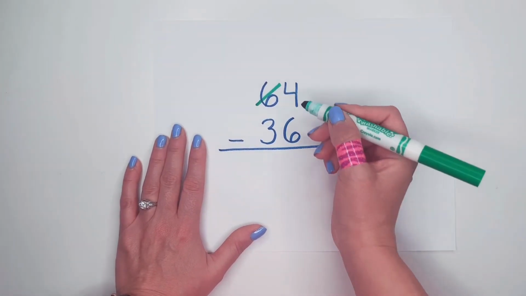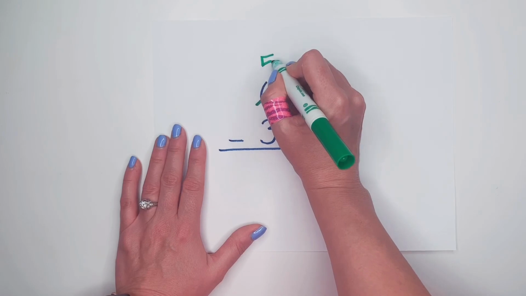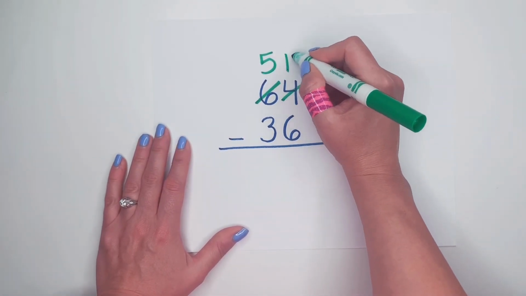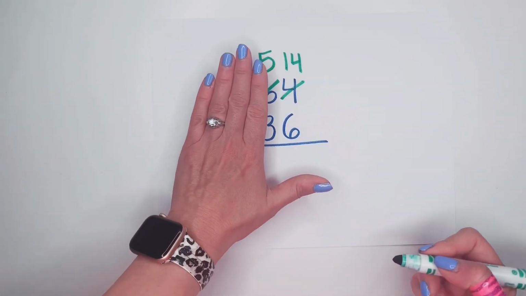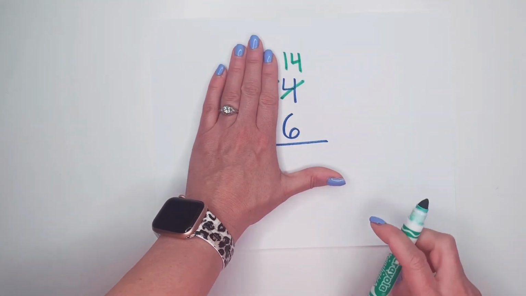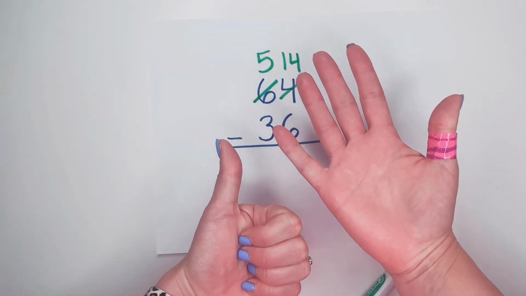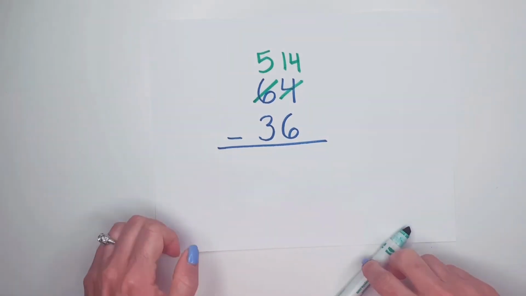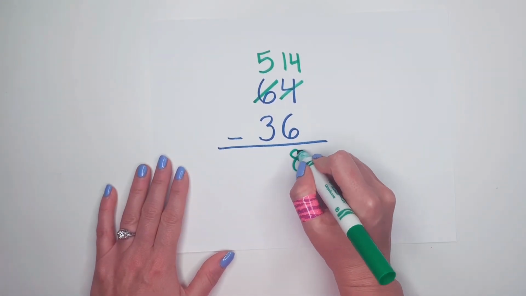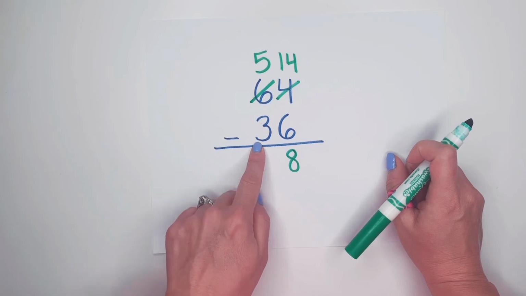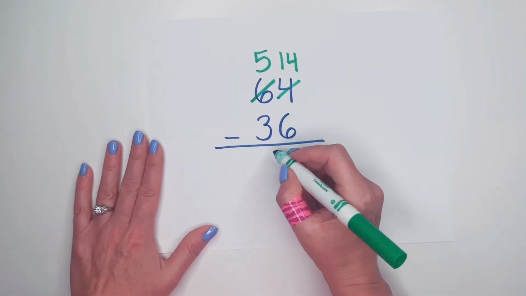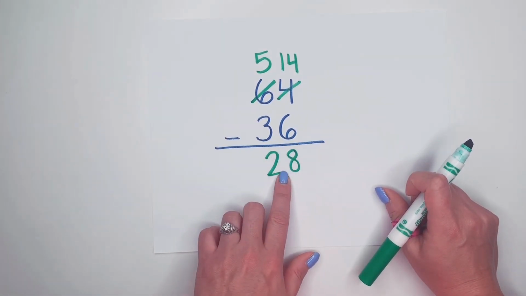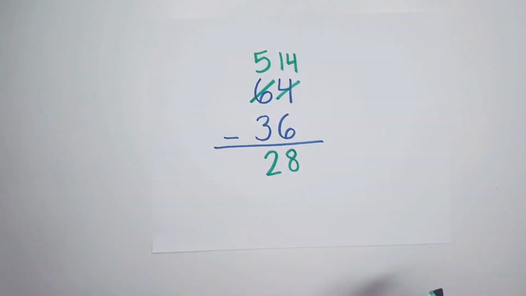So I have to cross out the 6. The 6 becomes a 5. Now I have 5 tens here. And the 4 becomes a 14. So now I can subtract 14 minus 6. Okay, 14, 13, 12, 11, 10, 9, 8. And now I can move on to my tens. 5 minus 3 is 2. So 64 minus 36 equals 28.